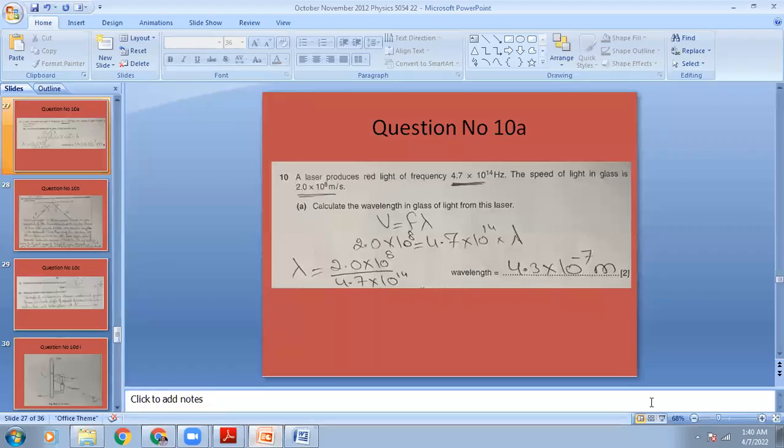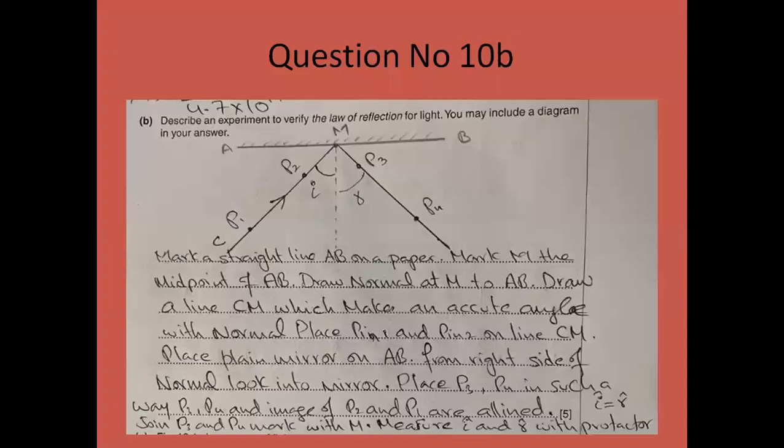So I hope you have understood my description. So now let me show you my written answer. Mark a straight line AB on a paper.